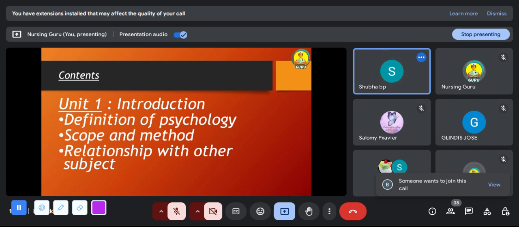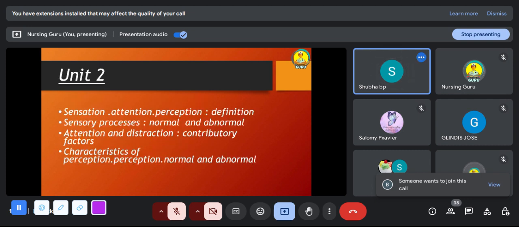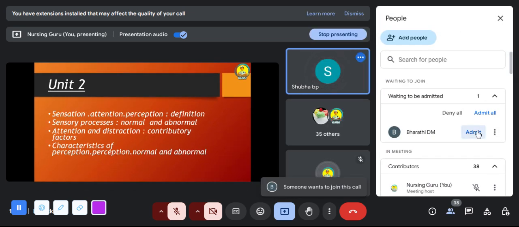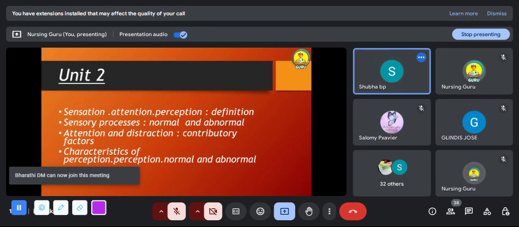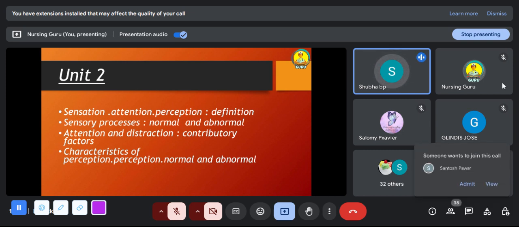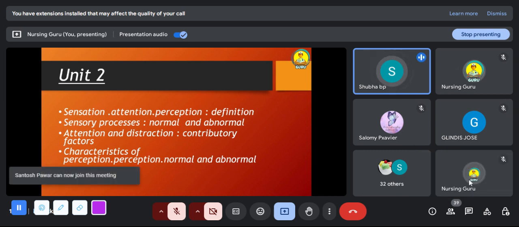And coming to the next, unit 2. In unit 2, you are going to study sensation. What is the meaning of sensation, attention, perception? So, the definitions of these three things you are going to study here, and the sensory process. In the sensory process, there are two types: one is normal and another one is abnormal. So, in this unit, you are going to study the normal sensory process and the abnormal sensory process.